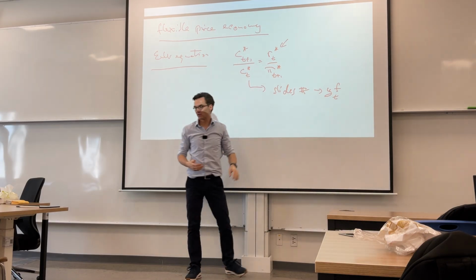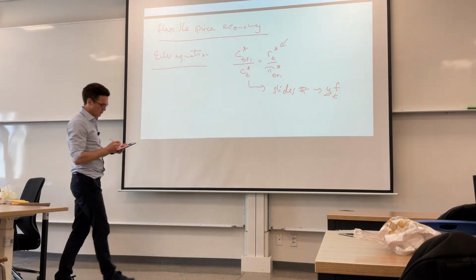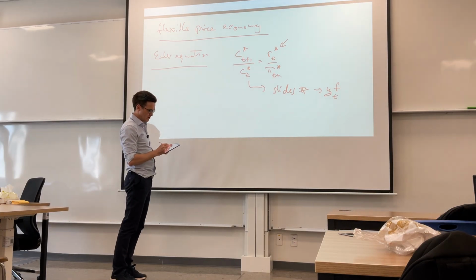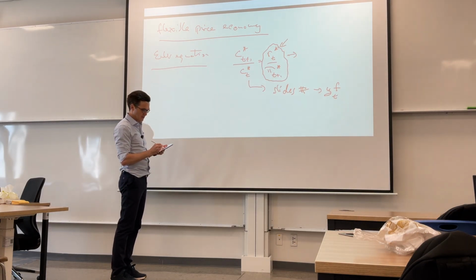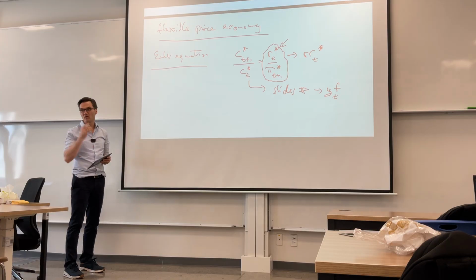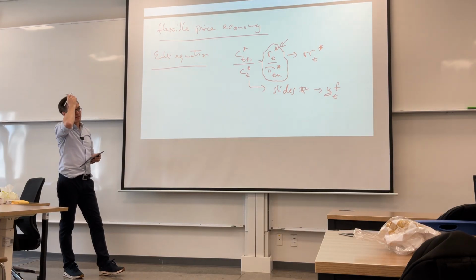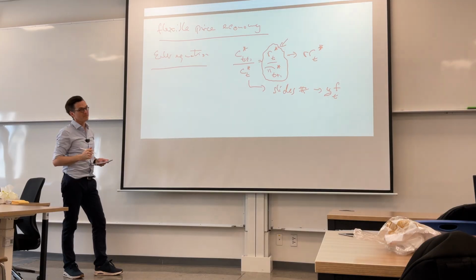So, in terms of understanding where this goes. And then, of course, the ratio, right? The ratio of R star to pi star is what the literature calls the real R star. All right. So that's the flexible price economy.